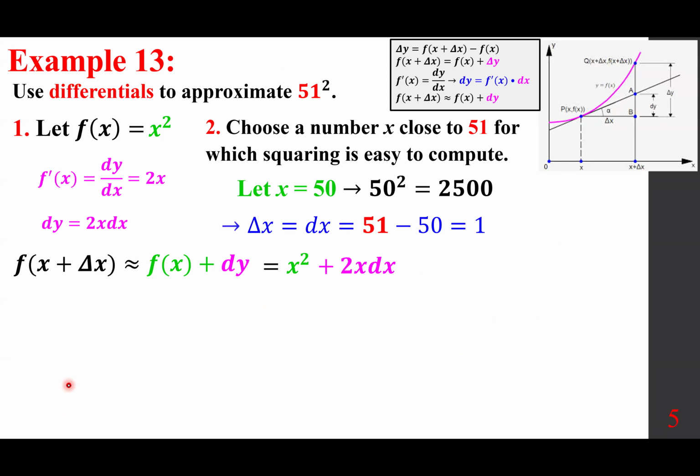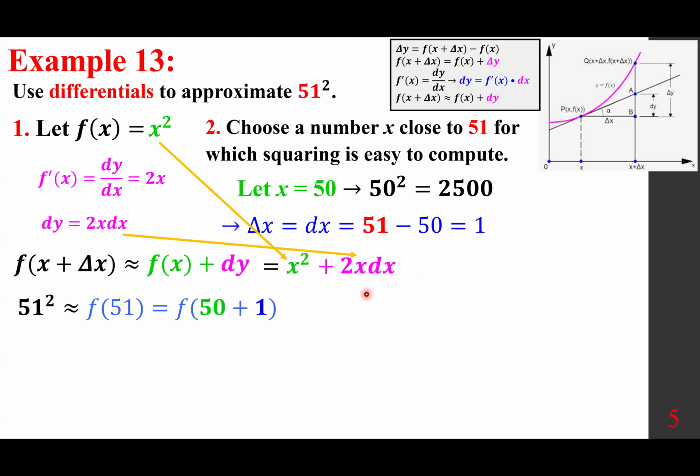And so now that we want 51 squared, that means we want f of 51. Okay, so here's x squared. Here's 2x dx or dy. And so f of 51 means f of 50 plus 1. So into this, we replace the x with 50 and dx with 1. Obviously, this is 2500. This is 100, becomes 2600.